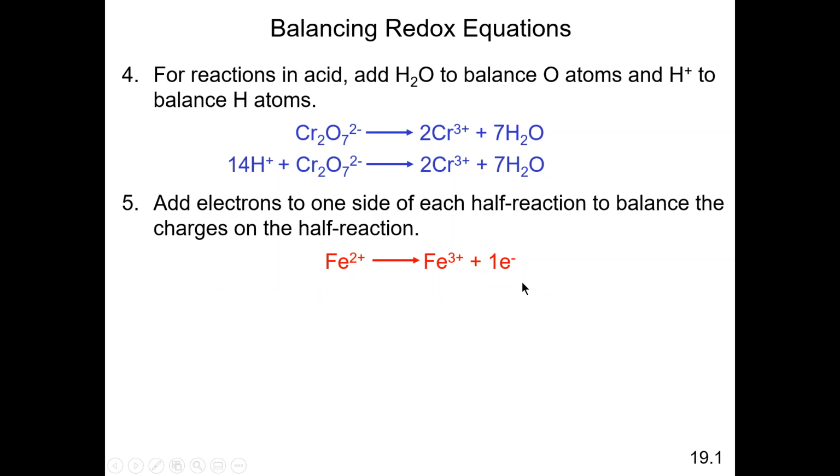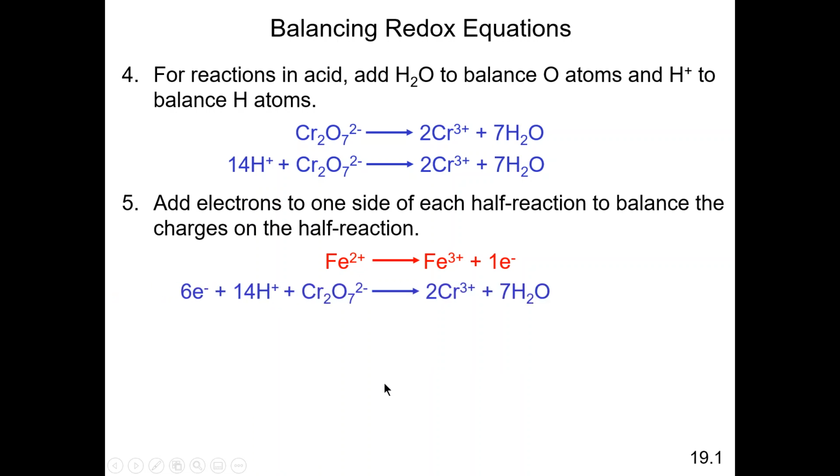To balance the charges, we add 1 electron here, because by adding the 1 electron on the right side, we reduce the charges on the left by 1. So the total charges here would be equal to +2, which balances with the +2 on the left.